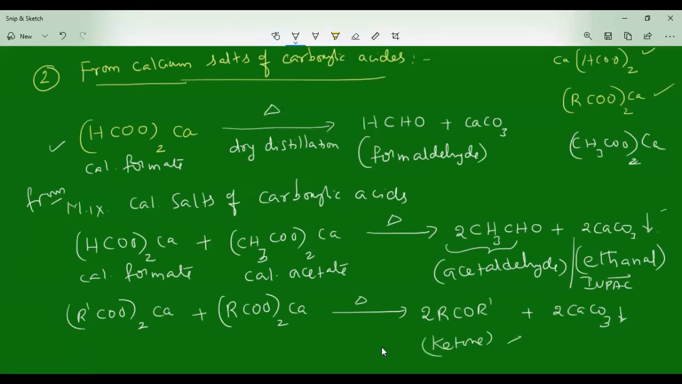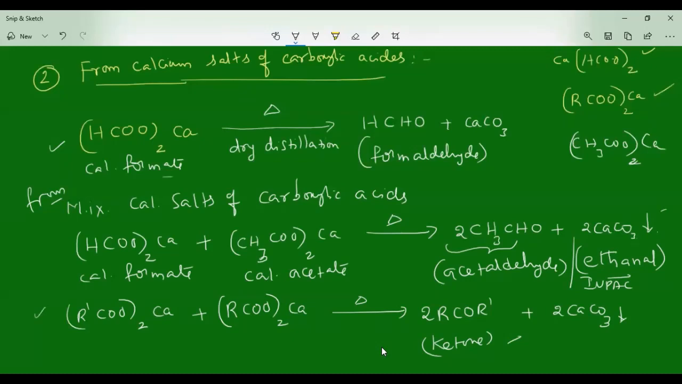Hope you understand. When you want to prepare a ketone, you have to take a mixture of different carboxylic acid calcium salts. If you want to prepare acetaldehyde, you have to take calcium formate and calcium acetate only. When you want to prepare formaldehyde, you have to take calcium formate in this dry distillation process.